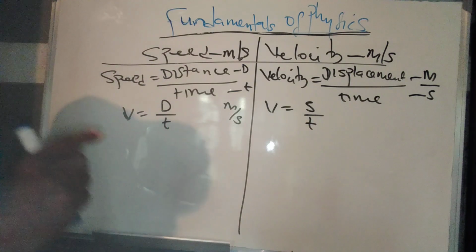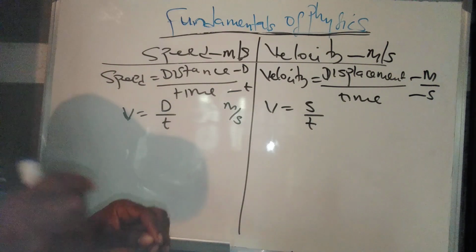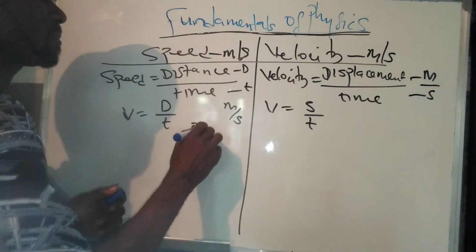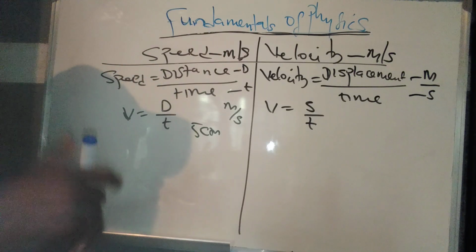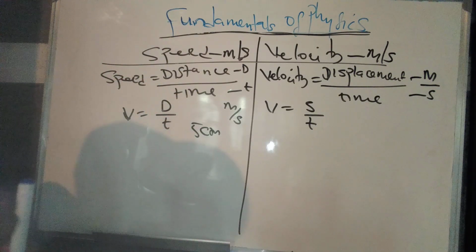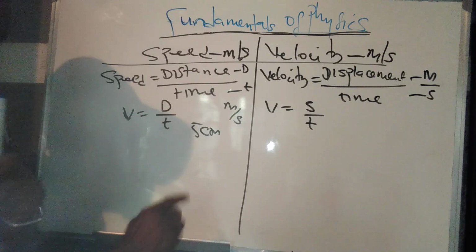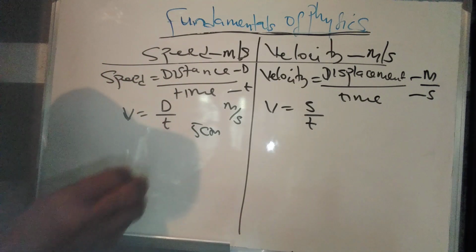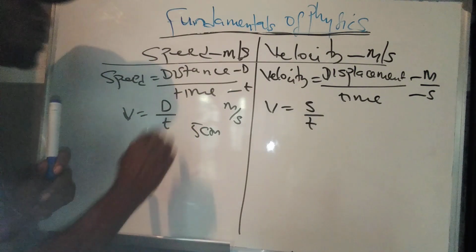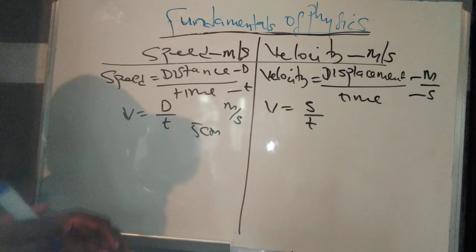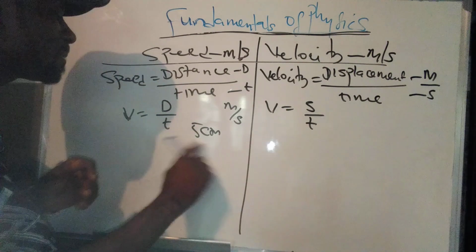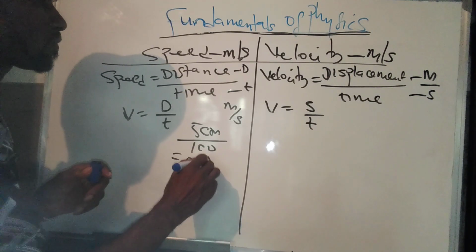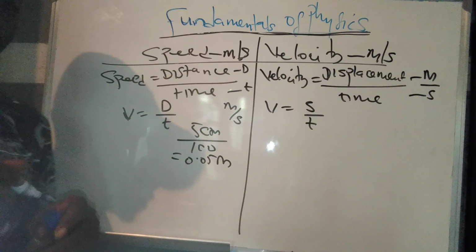If distance is given in any other unit outside SI, maybe it's given in cm, take for example, I am given 5 cm. Convert it to SI unit before you use it, especially when you go through the options. If the answers you have in the options are in SI unit, make sure you convert this to SI unit. How do I convert cm to SI unit, which is meter? Just simply divide by 100. The answer will now be 0.05 meter. That means you have converted it to meter before you use it.